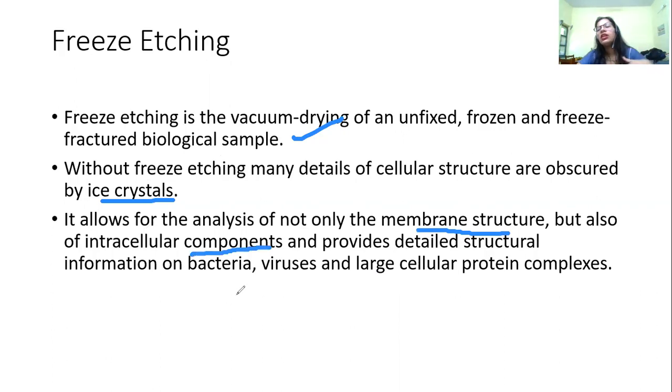So this is how, using freeze etching and electron microscopy, we have got detailed structural information of bacteria, viruses, and many other protein complexes. Nowadays, even in this corona pandemic, it was easy for the scientists to get the structures of the coronavirus, because they took the sample from the patient, froze it, coated it, and then visualized it under the electron microscope. Once you have the structures, you know what kind of drugs can be used to inhibit the activity of the virus. And that's how many drugs are there now.